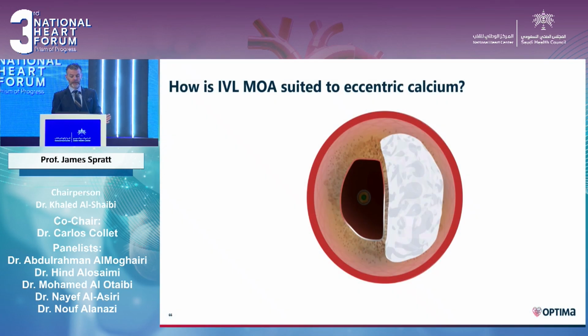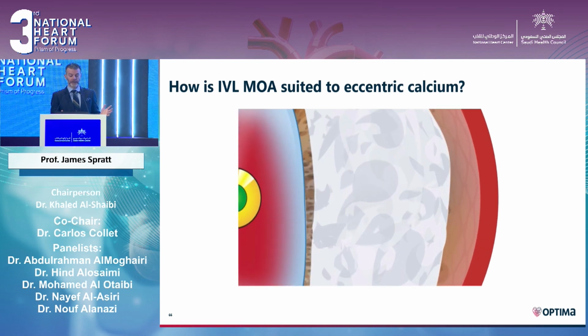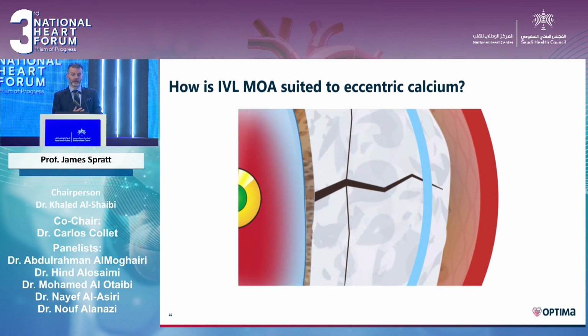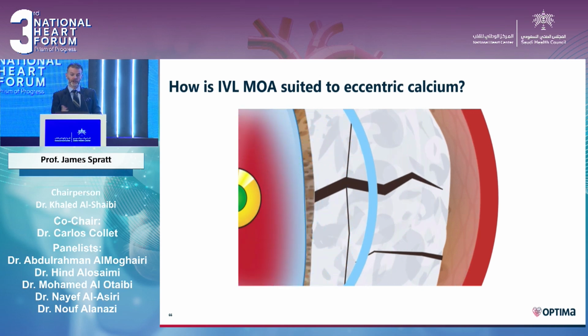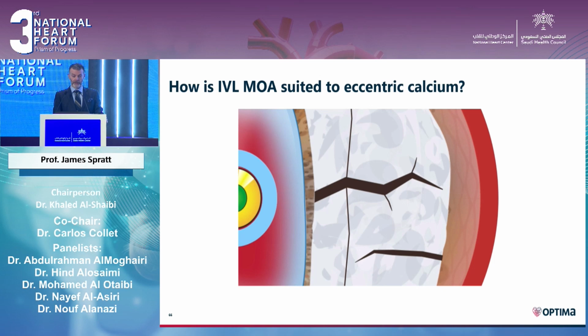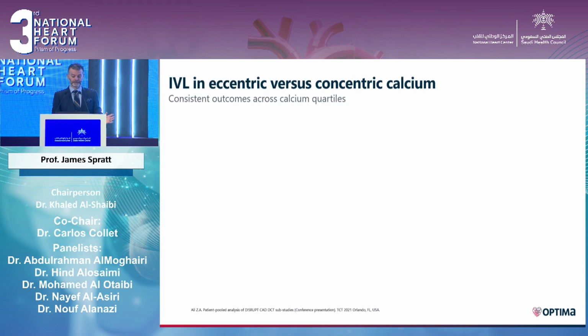So if we look at this animation, for example, when we expand the balloon, we get the same balloon-type effects that we'll see with any balloon. But then we get these three special features of IVL, which is caused by the collapse of the cavitation bubble. First of all, compressive force, then shear stress, and then in the back edge of the calcium, tensile forces. So you get this crazy paving effect, which is highly selective for calcium.